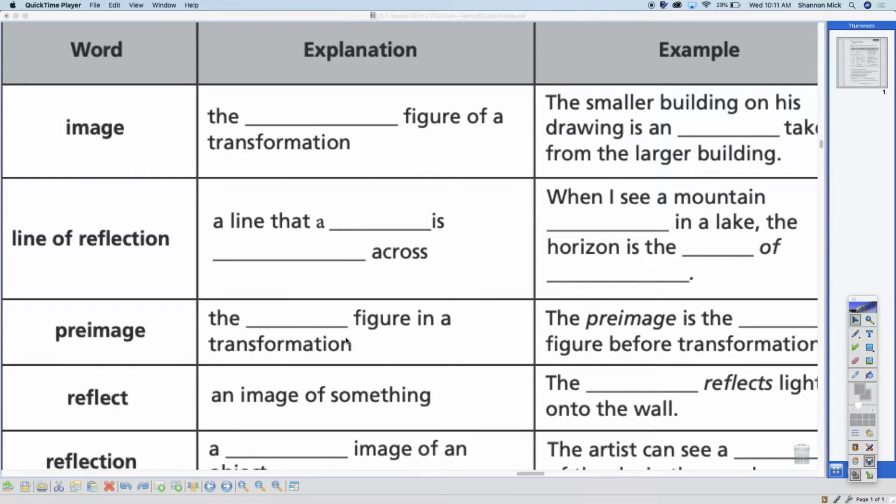Okay, so we have an image. That's what we're going to start with. And we got some blanks. An image is the resulting.